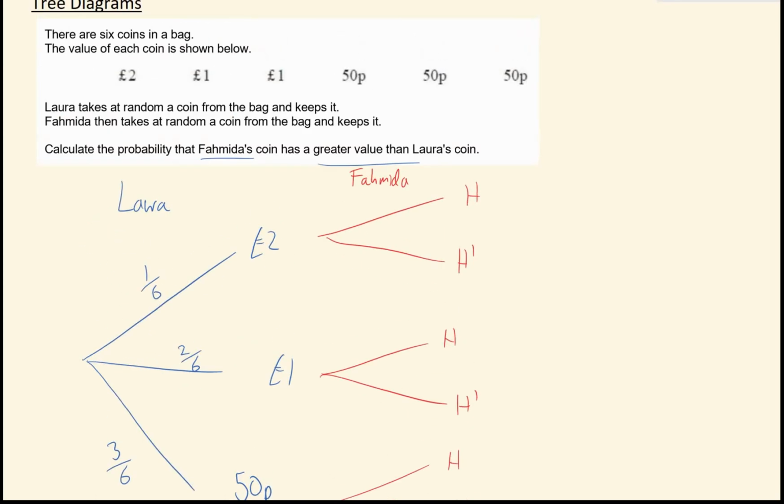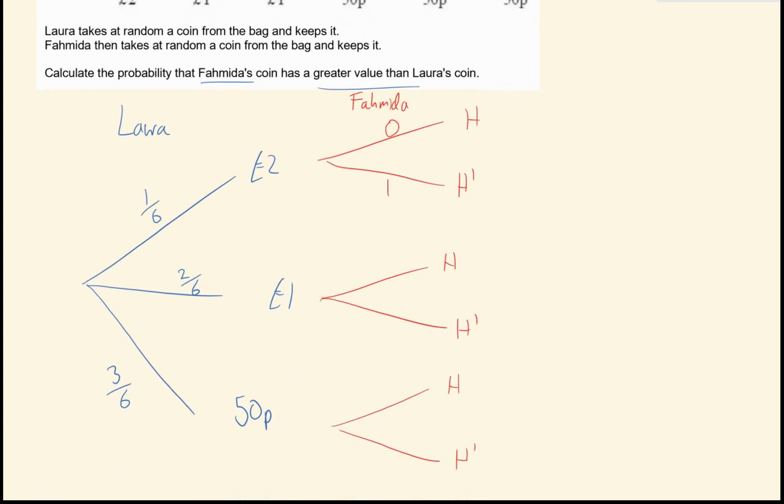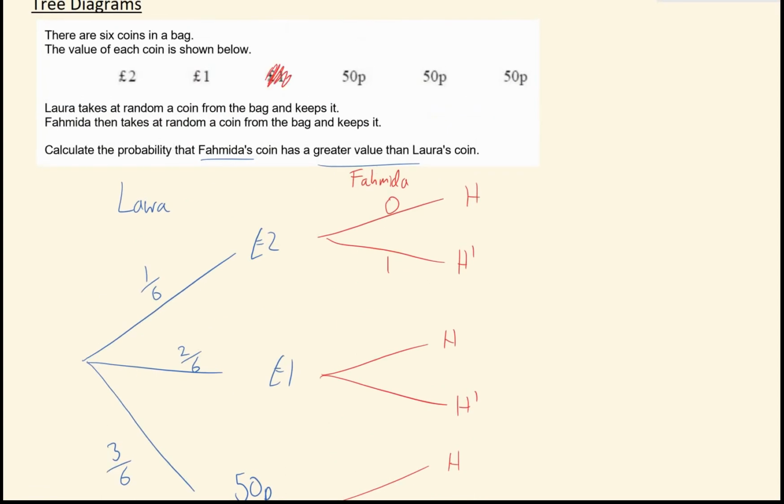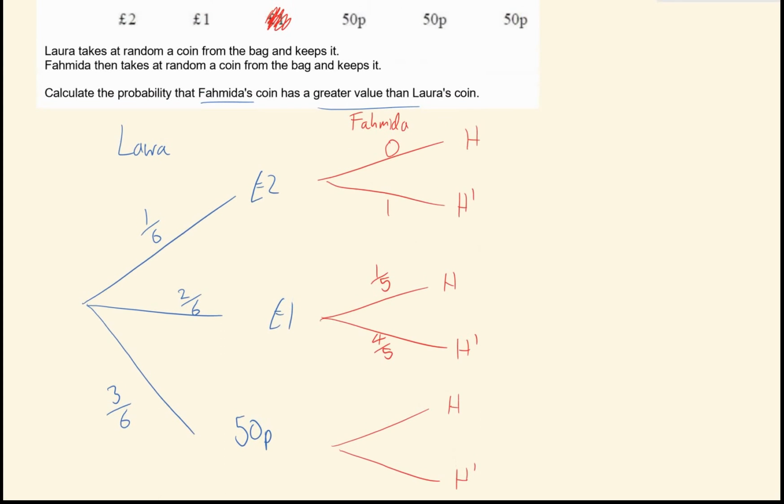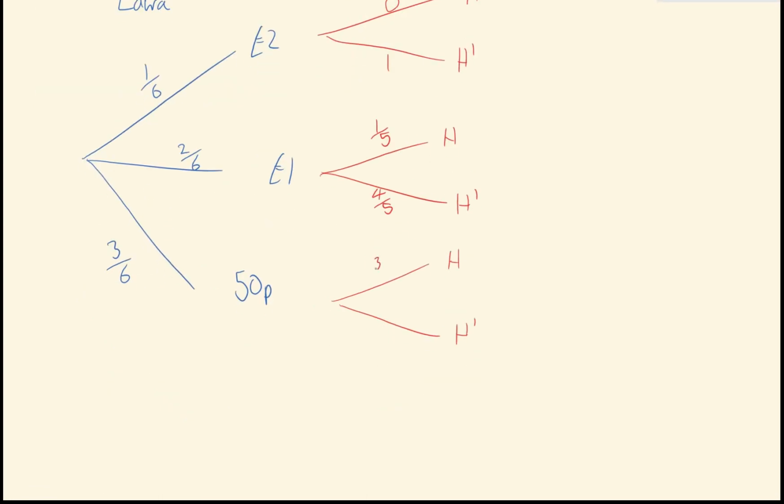So, if Laura picks a £2 coin, it is then impossible for Famida to pick a coin higher than £2. If Laura picks a £1 coin, say this one, that coin is now gone, Famida can only pick the greater coin if she gets the one remaining £2 coin. And because Laura's picked a coin, there are only 5 coins left, so it's 1 out of 5, which therefore means this is 4 out of 5. Same for the 50p. 50p is gone, so there's only 5 coins left. Of those 5 coins, 3 of them have a greater value. So it's now 3 out of 5 and 2 out of 5.